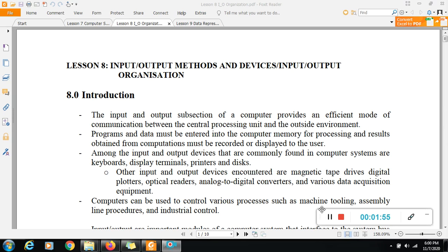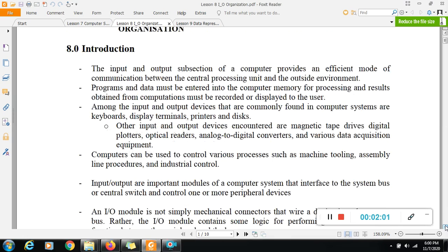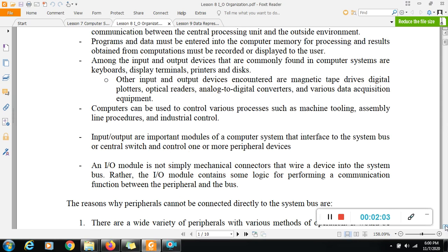By the way, digital plotters are what we call big format print, or large format printing. Computers can be used to control various processes such as machine tooling, assembly line procedures, and industrial control. I mean, we know about production lines. We have seen assembly lines for cars. You have even seen what happens, for instance, in Coca-Cola companies, where we have the production lines, the way the bottles get the liquid into them, and so on and so forth.